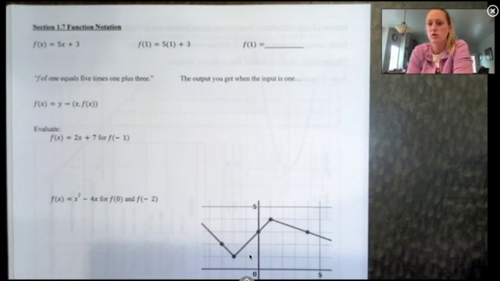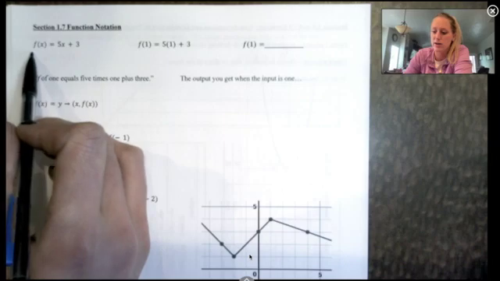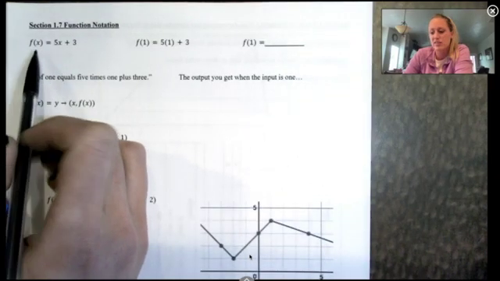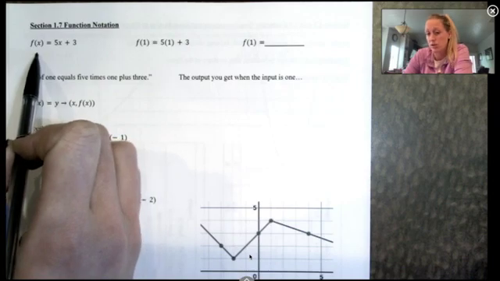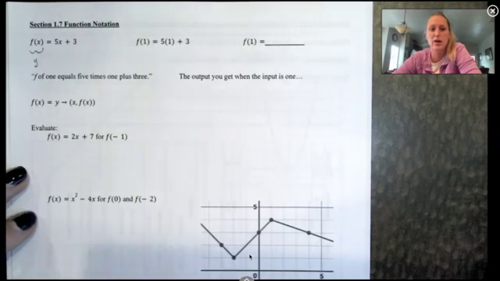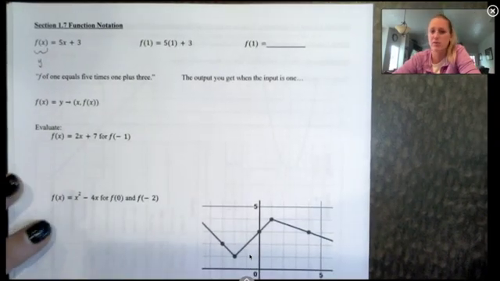One of the most common things you'll see in functions is this phrase right here, f of x, and that's how you read it, f of x. Now this is not f times x, so that notation can be a little bit funky, but know that f of x is just the same thing as y. So I could also write y equals 5x plus 3, and I'm talking about the exact same function.